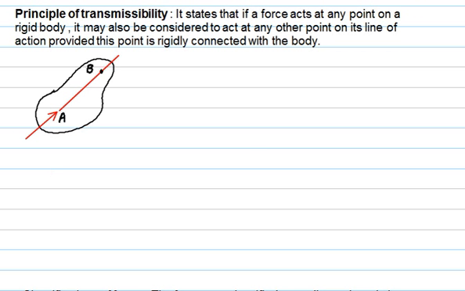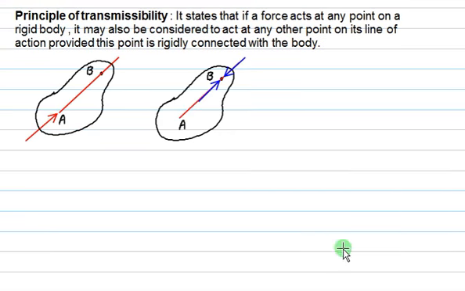We can shift this force anywhere. The condition is that the point A and B must lie on the same line of action, and secondly, A and B must be rigidly connected. How can we do this? By applying the zero force at point B. So to shift the force, apply the equal force at point B. That is called zero force.